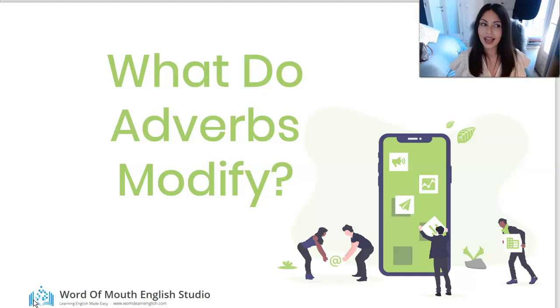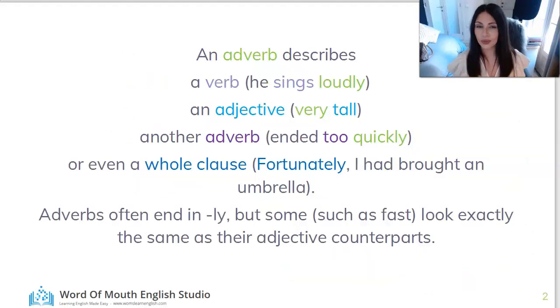Well, we do know that adverbs describe several things, right? Such as verbs and adjectives and other adverbs as well. Adverbs can also describe whole or part of a sentence. We call these sentences clauses, right? Let's take a look at them individually now.